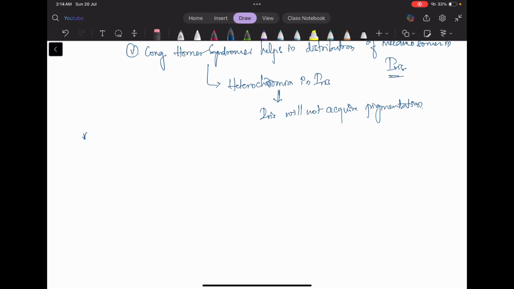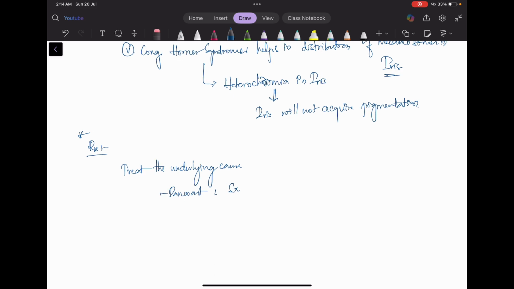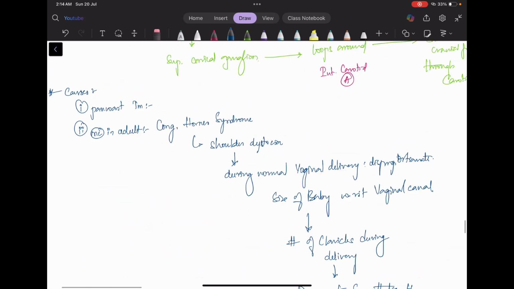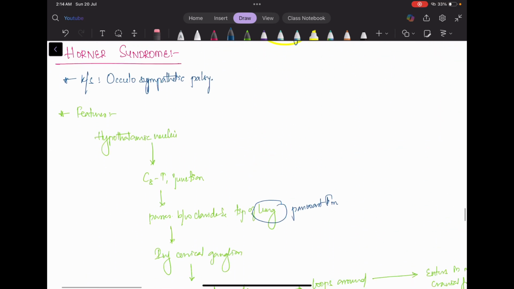Then we will learn about treatment. So there is no specific treatment for this, like we can treat with the one type of mode or like that. So you have to treat the underlying cause. When it comes to Pancoast, the patient has to undergo surgery. That's it. Yeah, let's revise quickly.